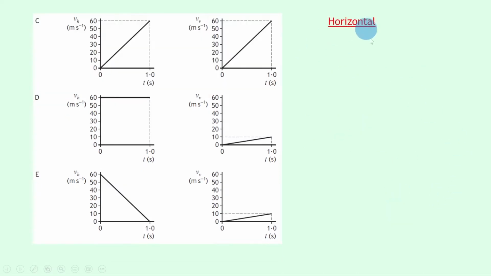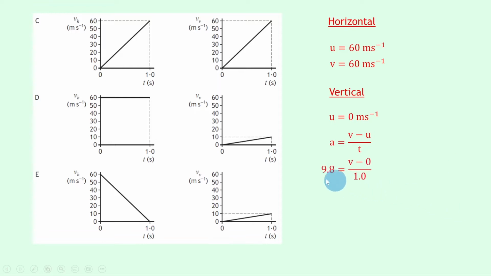So we said that for horizontal velocity, the initial speed u is 60 meters per second, and that means the final speed v is also going to be 60 meters per second because it's constant. So we're looking at this graph here with the constant 60 meters per second along the way for horizontal velocity. But for the vertical motion, remember we can say that the initial vertical speed is 0 meters per second for a projectile launched horizontally, and we can use the acceleration equation whenever we're dealing with the vertical motion of a projectile. So remember we want to find the final vertical velocity v, so if we plug in our values, we have 9.8 meters per second squared for the acceleration due to gravity is equal to v minus 0 divided by 1.0, because remember we're thinking about motion over the first second.